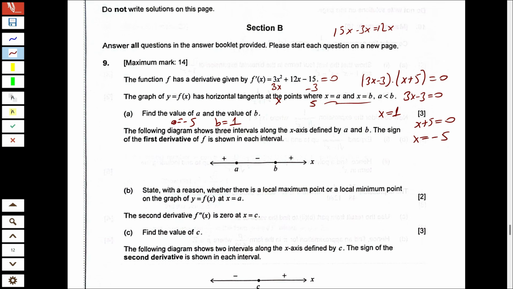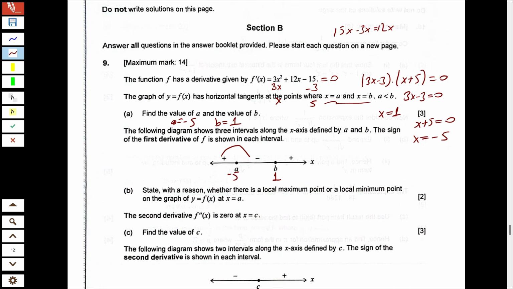The following theorem shows three intervals along the x-axis defined by a and b. The sign of the first derivative of f is shown in each interval. State with a reason whether there is a local maximum point or a local minimum point on the graph of f at x equals a. I know that a is minus 5 and b is 1. This is the sign table of the first derivative, and if you check for the point a, you see that this is going from increasing to decreasing at the point minus 5.